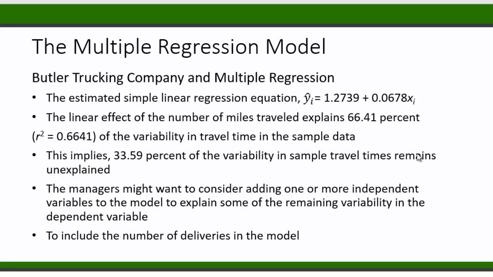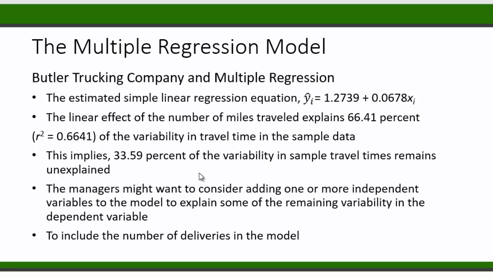So far, we have a simple equation that helps us predict the travel time based on the number of miles driven. From the r squared, we saw that the number of miles helps us to predict about 66.4% of the variation in the travel time. There is still some variability that is left unexplained. That is 100% minus 66.4%, 33.6%, that is left unexplained.